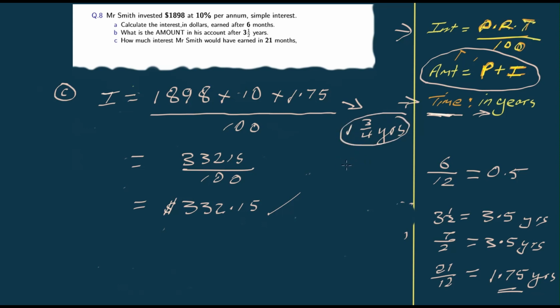So again, I'll just recap this question here. In question C, they ask us to find the interest after 21 months. And remember that we need to convert the months into years, and to convert months into years, you divide the months by 12, and you'll get years as a decimal.